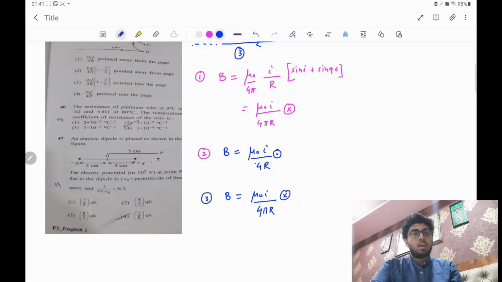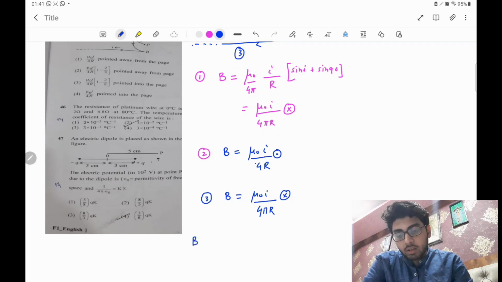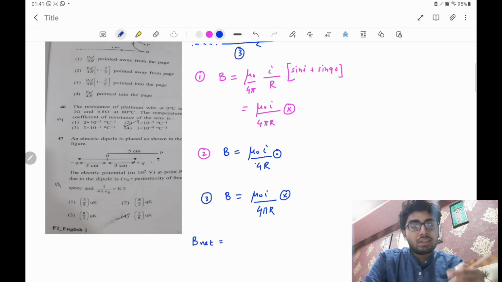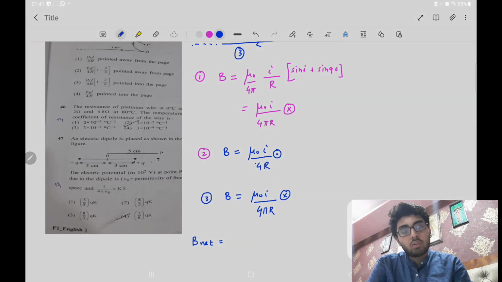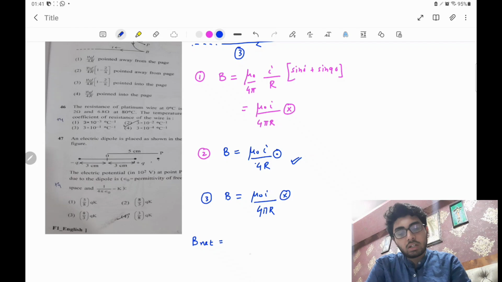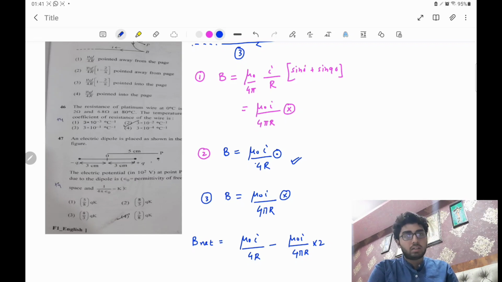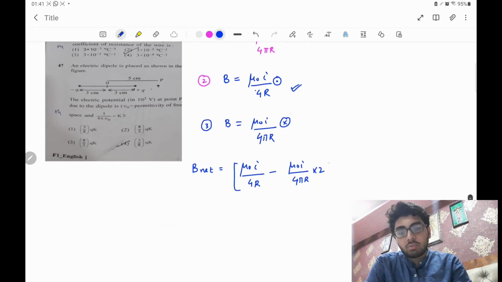Okay, if I want to calculate the net magnetic field, B net, you can see that B1 and B3 both are directed into the plane, so they will be added up, and B2 is away from the plane, so obviously you have to subtract it, isn't it? Now you can see that this one is greater, so the net magnetic field will be mu naught I by 4r minus mu naught I by 4 pi r multiplied by 2, because B1 and B3 will be added up. So this will be your net magnetic field.